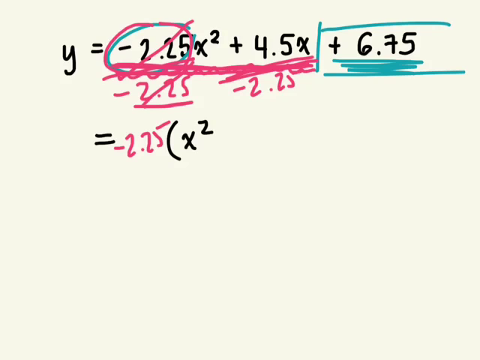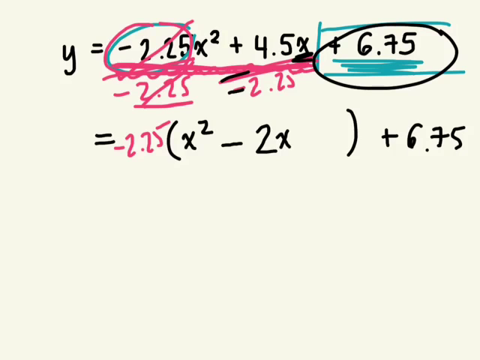So we're factoring out this negative 2.25. That cancels out. We're left with x squared. Positive divided by a negative is negative. What's 4.5 divided by 2.25? 2. And we keep the x. And we still have this plus 6.75. We're not using the greatest common factor for the last term because we're not dealing with that right now. We're only trying to create a perfect square trinomial right here.